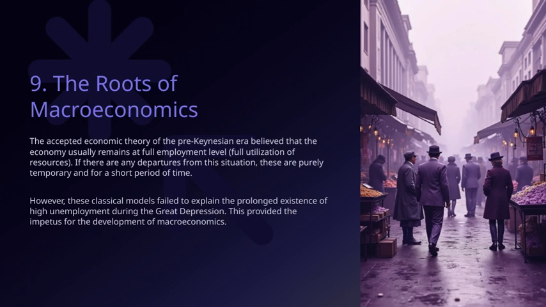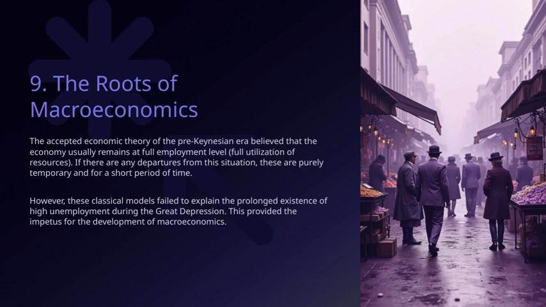Now, before Keynes' ideas came along, the dominant economic theory was what we call the pre-Keynesian era. It held that the economy typically stays at full employment, that resources are fully utilized most of the time. If there's any deviation from this full employment level, it was considered only temporary, and the economy would naturally correct itself pretty quickly. This belief was quite optimistic, but as we saw during the Great Depression, it didn't always hold true. That's why the development of macroeconomics was so important.